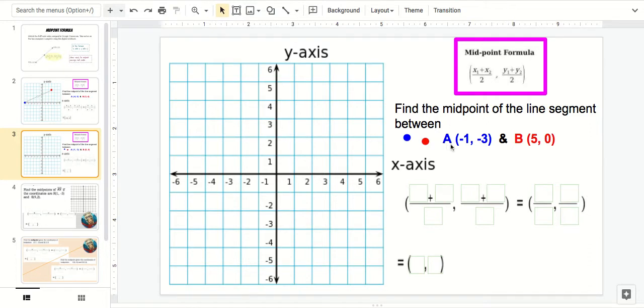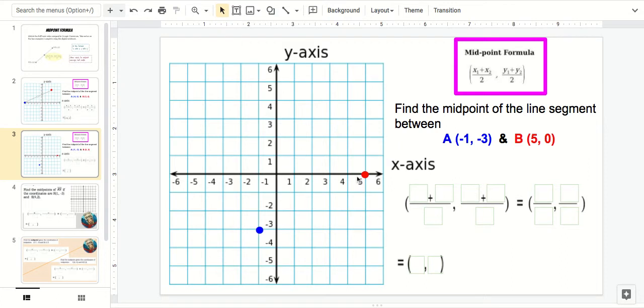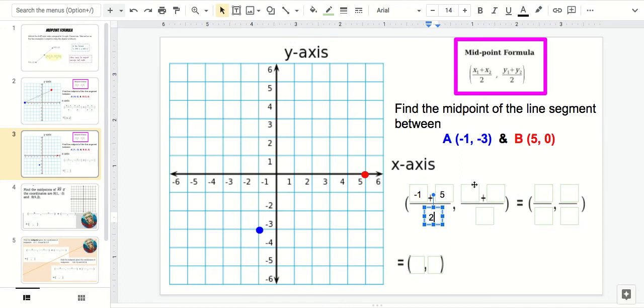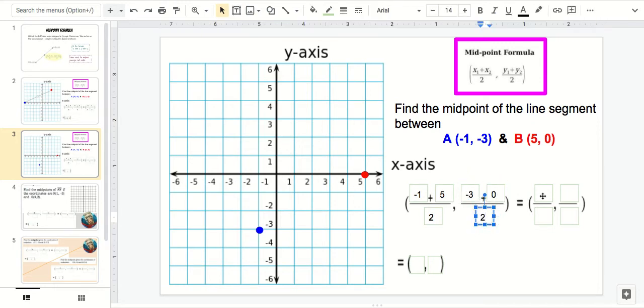Find the midpoint of the line segment between points A and B. What I'd like for you to do is click and drag the points -1, -3, and 5, 0 onto the graph. And again, we're going to apply the midpoint formula. My x values are -1 and 5, so I'm going to add those together and divide them by 2. My y values are -3 and 0, so I'm going to add those together and divide by 2.